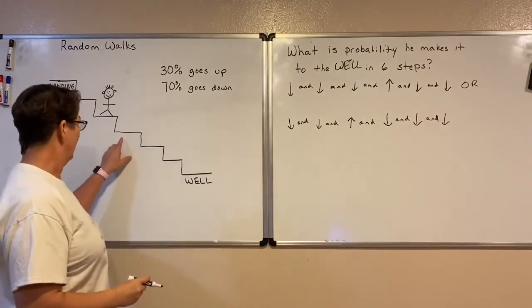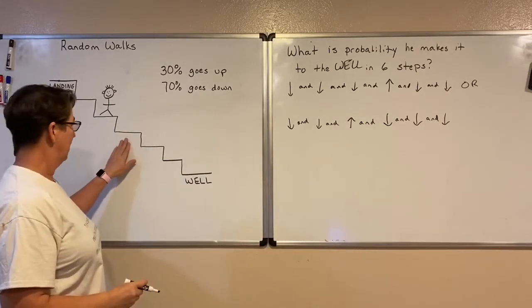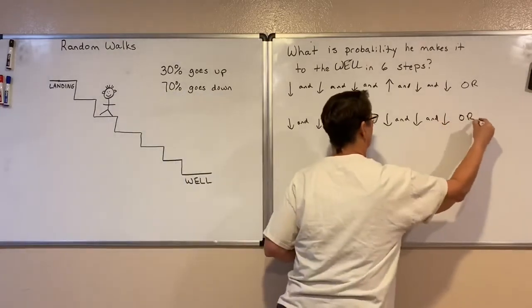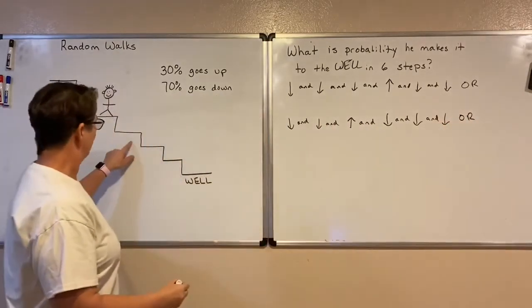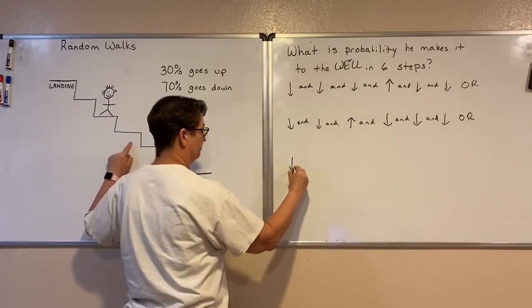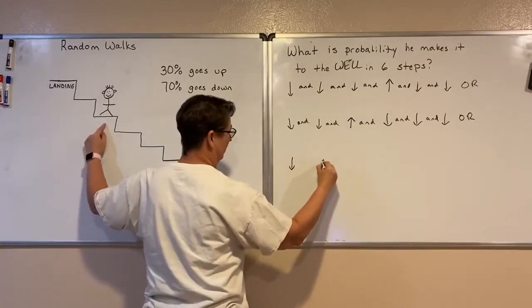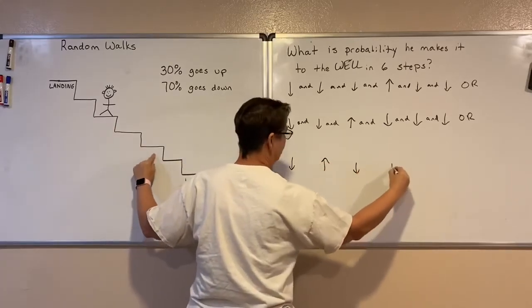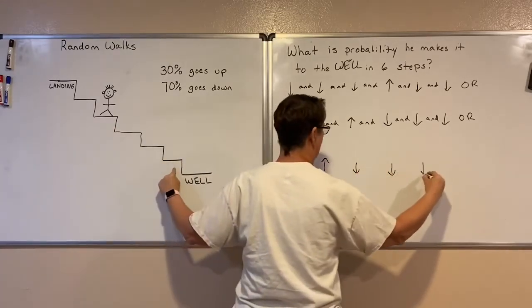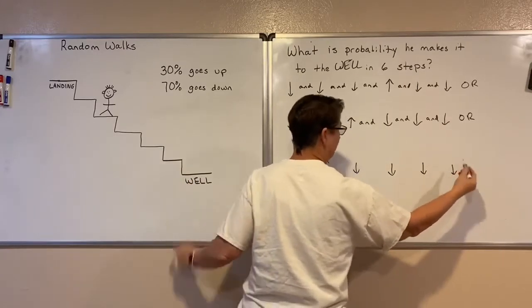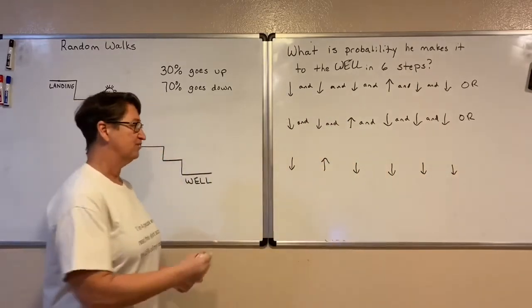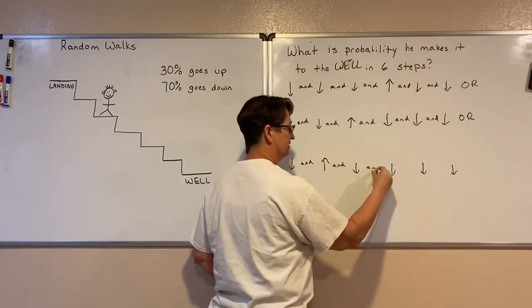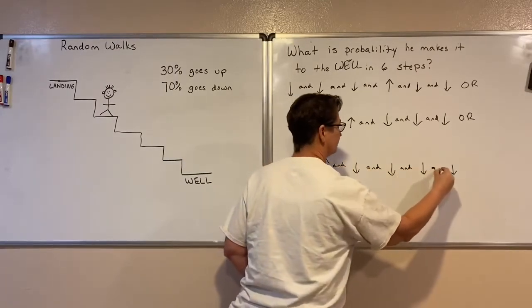Is that all of the ways? Well, what about if he just goes down 1 spot? Let's try just going down once. What if he just goes down once and then goes back up and then goes down and down and down and down? Oh, that's 6 steps also. So that's another way that he could make it to the well in 6 steps.